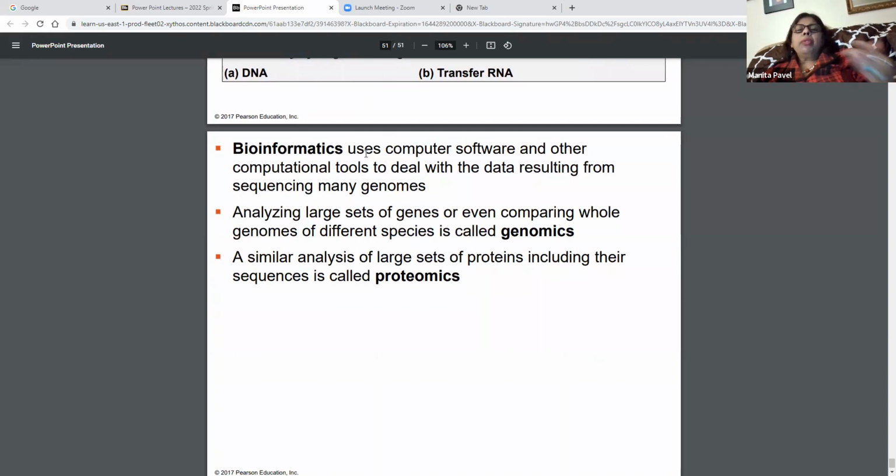And so what is bioinformatics? It uses computer software and other computational tools to deal with the data that results from sequencing a number of genomes. And the way these large sets of genes, or even comparing the whole genome of different species, is called genomics. Now, proteomics is a similar analysis of these large sets of proteins, including their sequences.